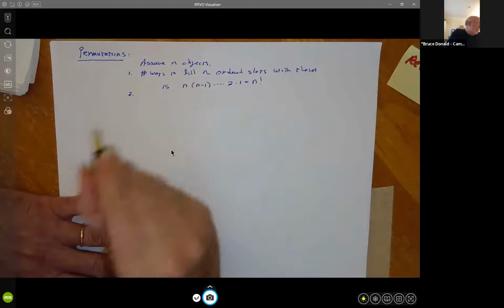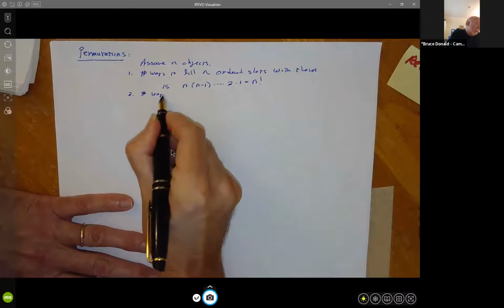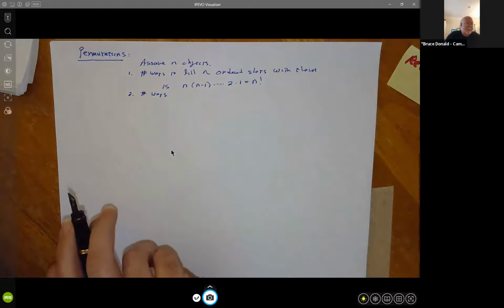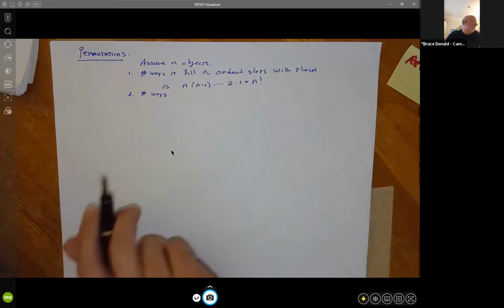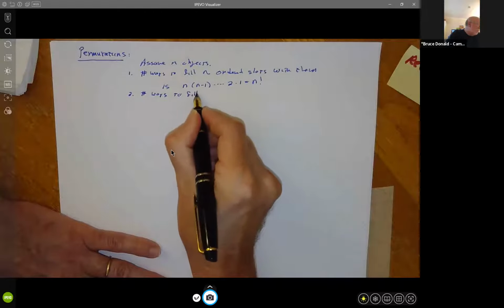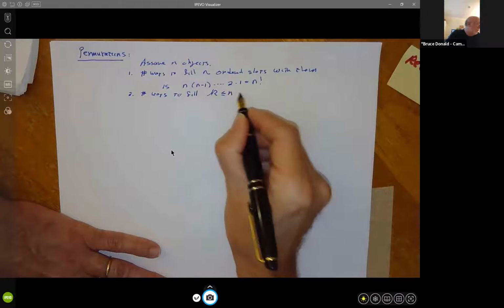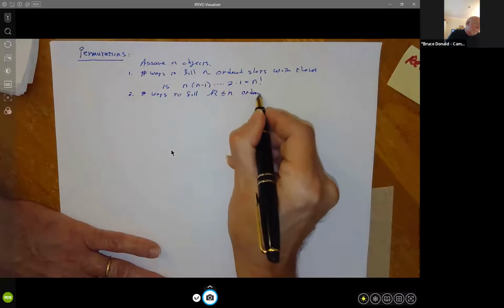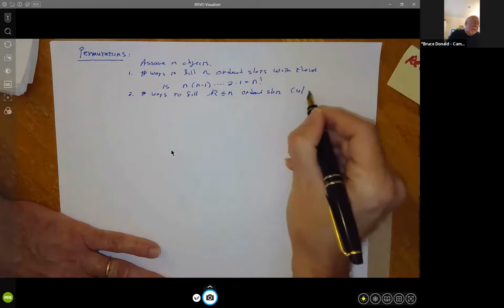Formula 2 is the number of ways. So now we want to consider, what if we wanted to fill a smaller number of slots, but we still have at our disposal n objects we can put in them. The number of ways to fill a smaller number of slots, say k, but I'll let it be as big as n, ordered slots, again with the same n objects.